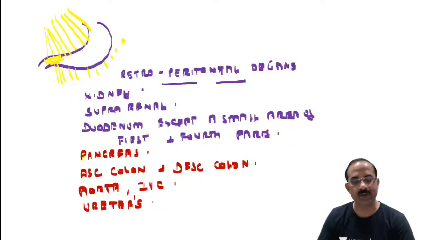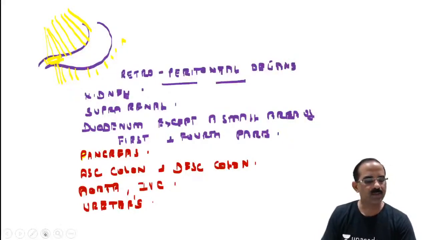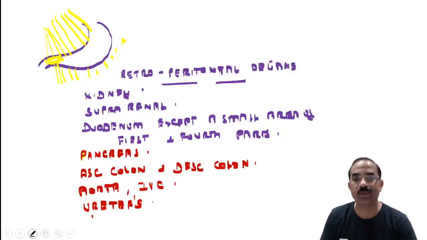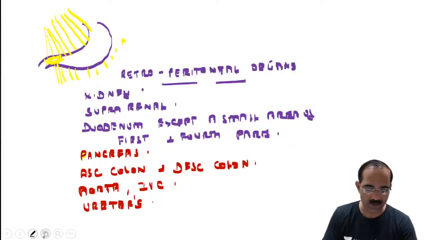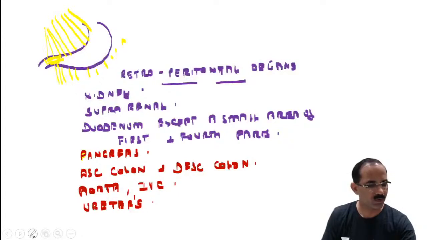So these are the retroperitoneal organs. I'll clear this up. Now understand this. What is the root of mesentery, what is the extent of the root of mesentery, and what are the structures crossed by the root of mesentery? Another extremely important MCQ. So what is the root of mesentery?